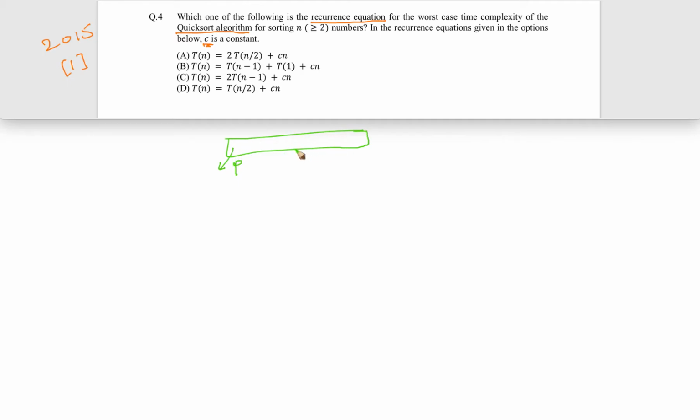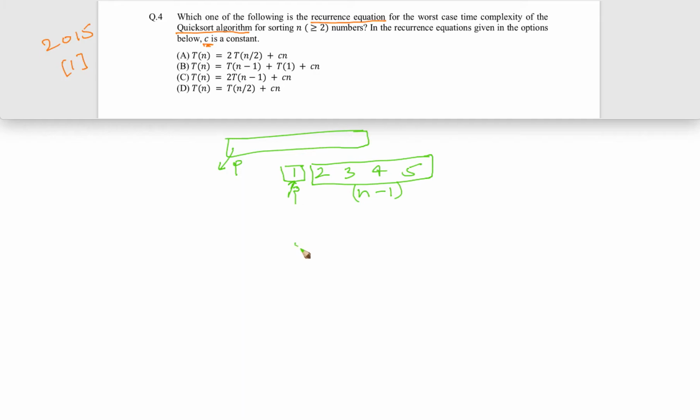So what is the worst case? What can happen? If the list is already in sorted order, either ascending sorted or descending sorted, then the worst case can happen. Why? Because if a list like 1 2 3 4 5 is there, and we choose the first element as the pivot, then all the elements are bigger than 1, so they will lie on one side. Out of n elements, n minus 1 will lie on one side.